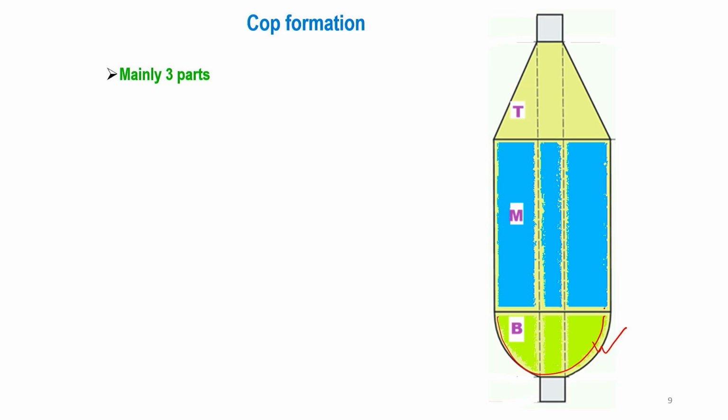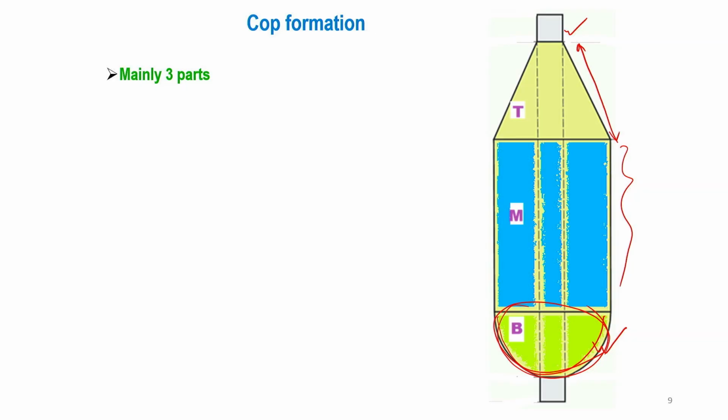What are these parts? One is the base, the curved base, where we want to store a larger quantity of material to have a higher cop size, keeping all other parameters the same, the diameter of the bobbin and the height of the bobbin the same, we can have a higher quantity of material. In the center there is a cylindrical part, and at the top portion it is conical.